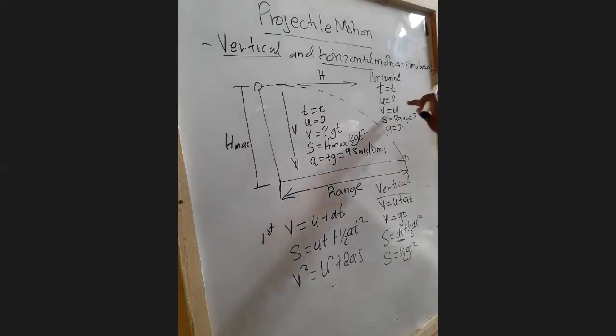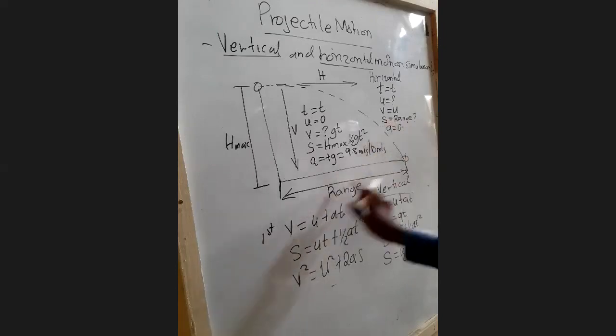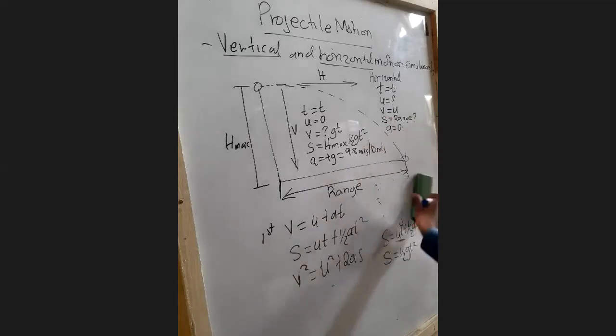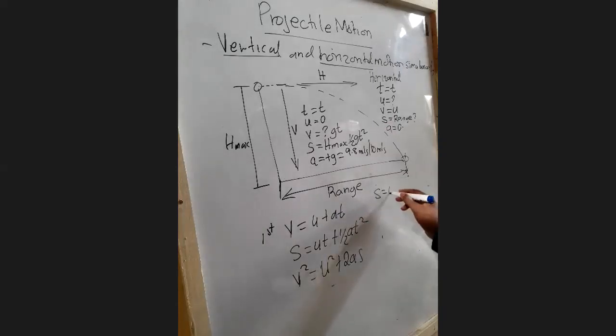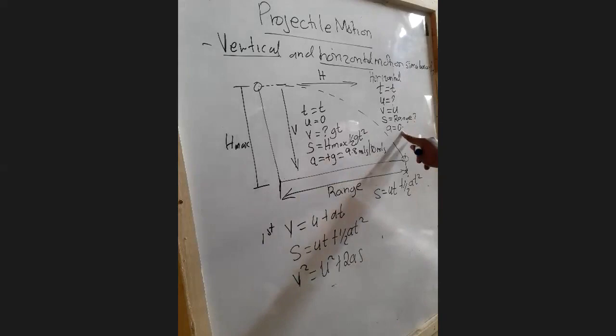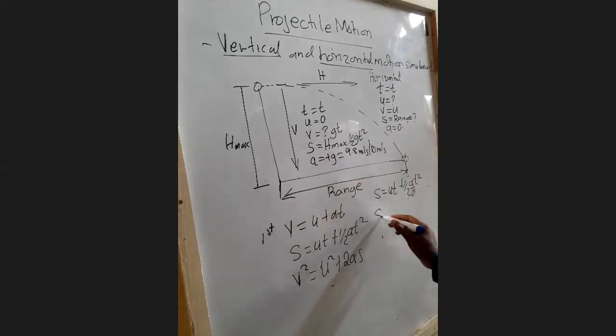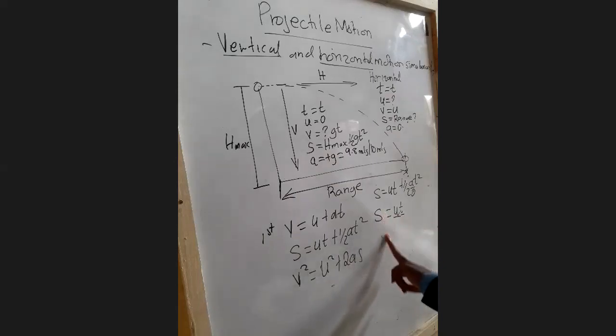Now for horizontal, if we want to find the range, that is S, the displacement, then we can use the second equation. S is equal to ut plus a half at square. What we know is that acceleration for horizontal is 0. If you substitute 0 there, you end up with S is equal to ut, which means if you have u and you have time, then you can go ahead and get your S.